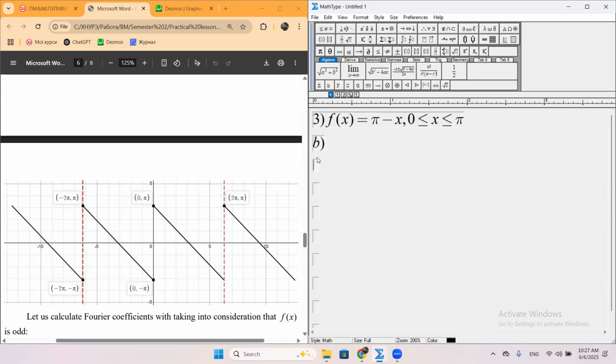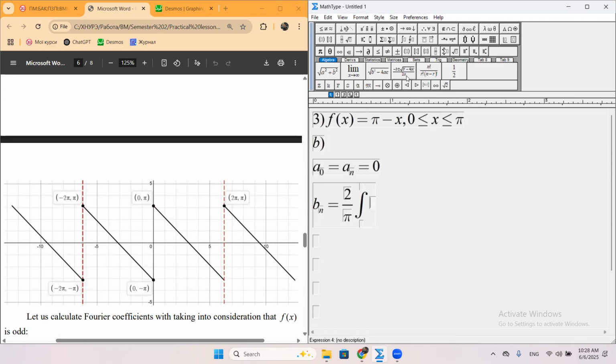Now we will have to calculate only bn, because a0 and an will be equal to 0 if the function is odd. So bn will be calculated by the following formula: 2 over p, integral from 0 to p, because we already took everything into consideration, so it will be enough.